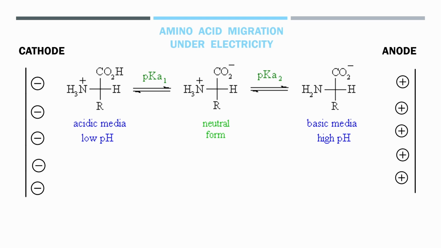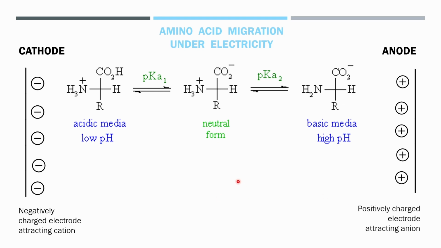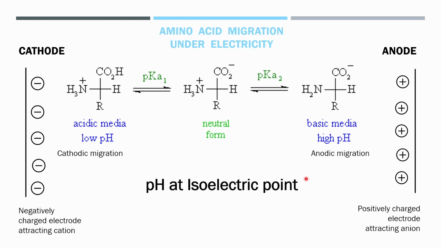So if the solution is acidic, as we did in the previous slides, the cationic form of the amino acid is predominant in the lower pH, and so it would get attracted to the cathode, because negatively charged electrodes attract cations. Similarly, if the solution was basic in nature, the anionic form of the amino acid would be predominant and would therefore get attracted to the anode. But if the solution was neutral, the zwitterionic form would be there and it would not migrate to either of the electrodes. So this is called the cathodic migration, and this is the anodic migration.